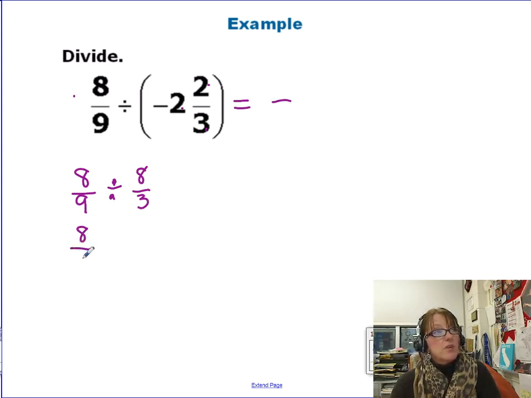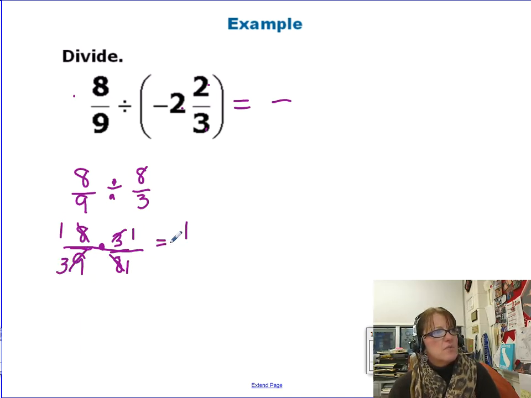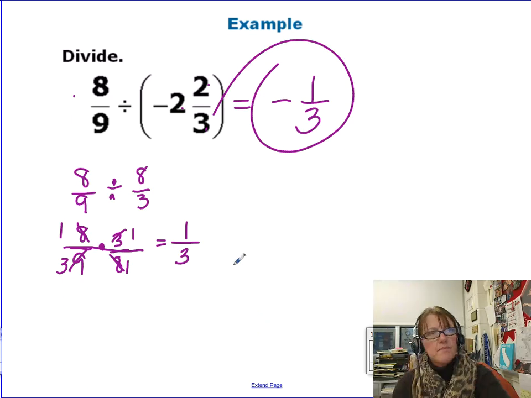Now rewrite it as multiplication. 8/9 dividing is the same as multiplying by the reciprocal. Shazam! Oh my stars, look at how beautiful this is going to simplify, because the 8 takes out this 8, divide to 1. I can divide a 3 out of here and a 3 out of here, and I end up with 1 times 1 in the numerator, 3 times 1 in the denominator. I come up here to make sure I didn't lose my sign. Boom! There you go. Nice.